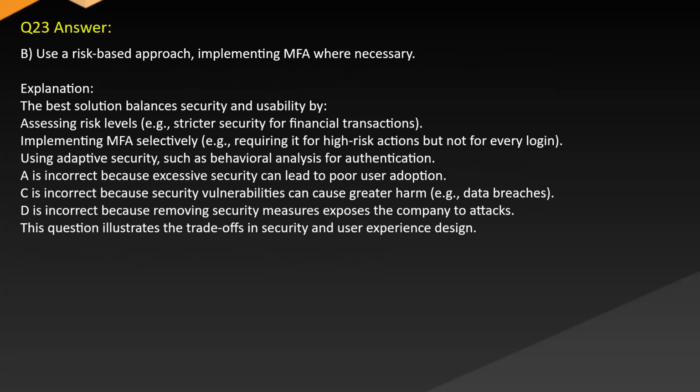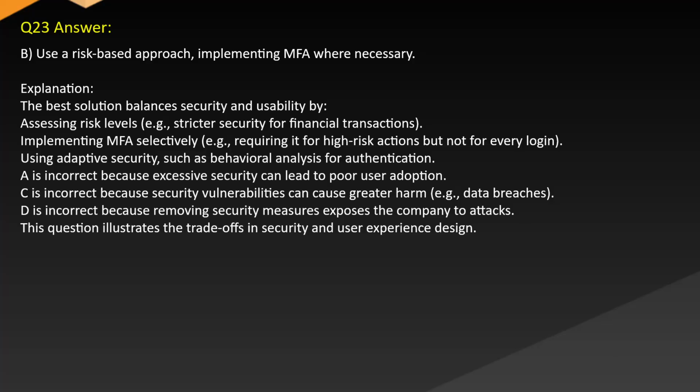Answer. B. Use a risk-based approach, implementing MFA where necessary. Explanation. The best solution balances security and usability by assessing risk levels, e.g., stricter security for financial transactions, implementing MFA selectively, e.g., requiring it for high-risk actions but not for every login, using adaptive security such as behavioral analysis. A is incorrect because excessive security can lead to poor user adoption.